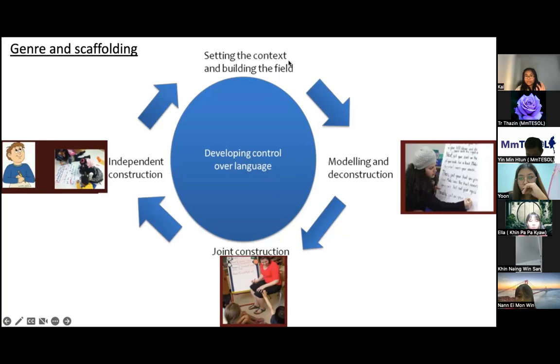Okay, so in building the context, we give the students reading text that has the same genre type that we want the students to write at the end of the lesson.